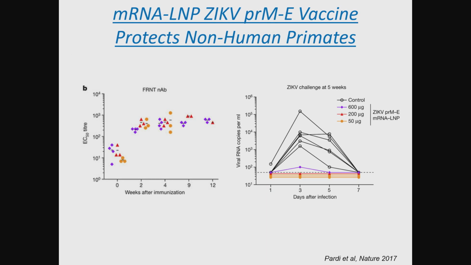So we published some of this data in 2017, and very close to the timing of our publication coming out, another group, this is Drew Weissman's group from Penn, published a Zika virus prM-E vaccine with the mRNA-LNP platform. And so here's some of their data from the non-human primates. So what you can see is they also saw robust neutralizing antibody responses in the primates. And when they challenged these primates, they saw protection compared to the unvaccinated control group.